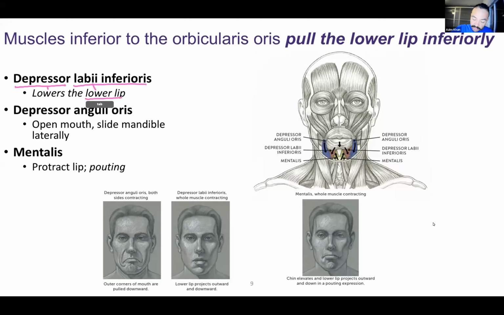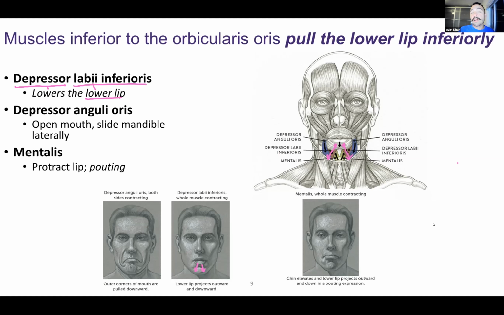That can be found. It inserts a bit medially on the lip, anchors slightly laterally. Here, you can see the teeth showing in this picture. So the depressor labii inferioris is being used.